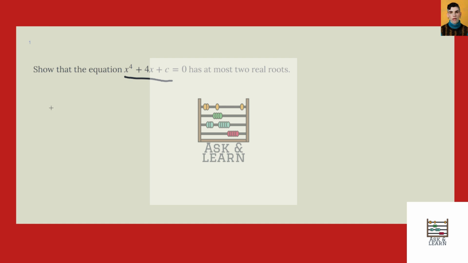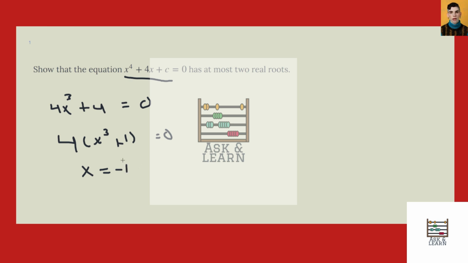So the derivative is simply 4x cubed plus 4, and since c is a constant, that is 0, and 0 is still 0. And then now we are going to pull out the factor of 4. So we're going 4 times x cubed plus 1. And we can see that this function equals 0 when x is equal to -1.